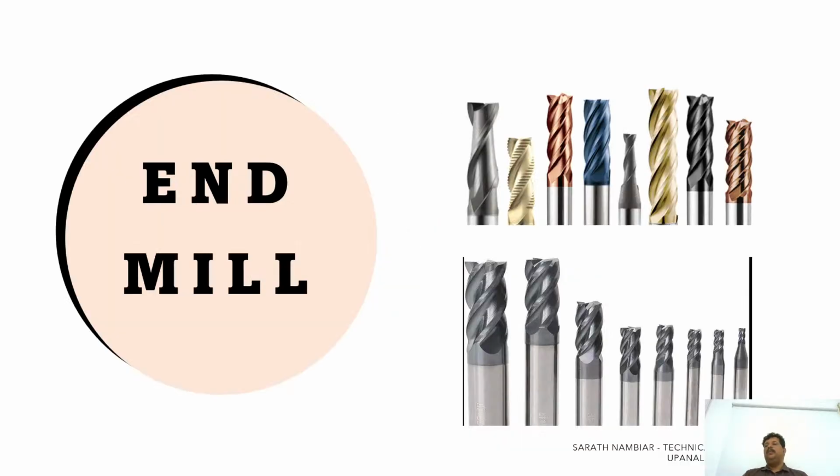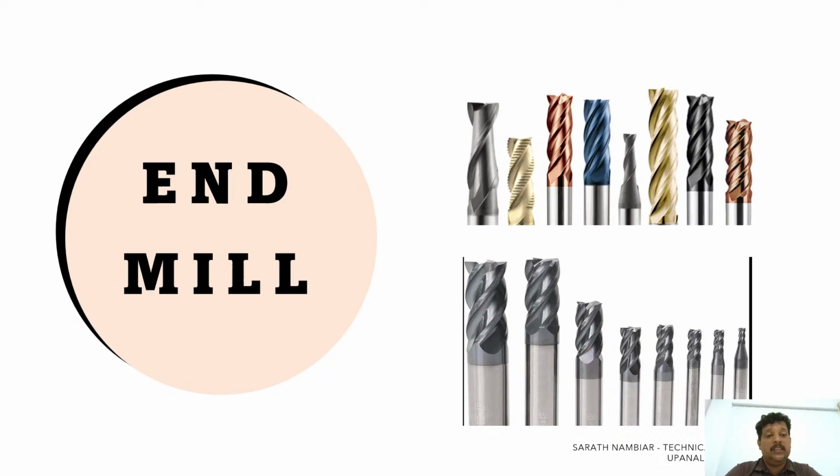Now, we are entering into the actual tools. We start with the most important one, the end mill. If machining tools were a team, the end mill would be the captain, because this tool is used in almost all the operations. Now, what is special about the end mill? The end mill's specialty is that it can cut from the side and also at the bottom.